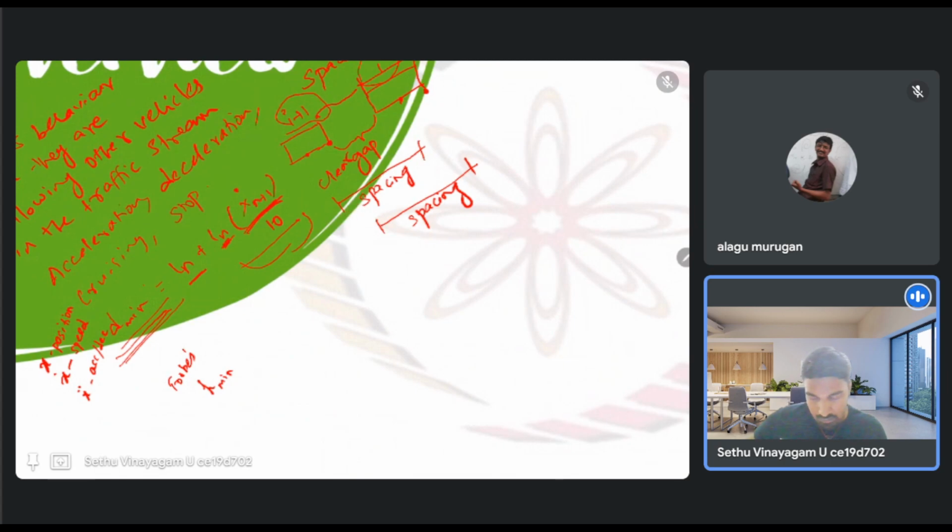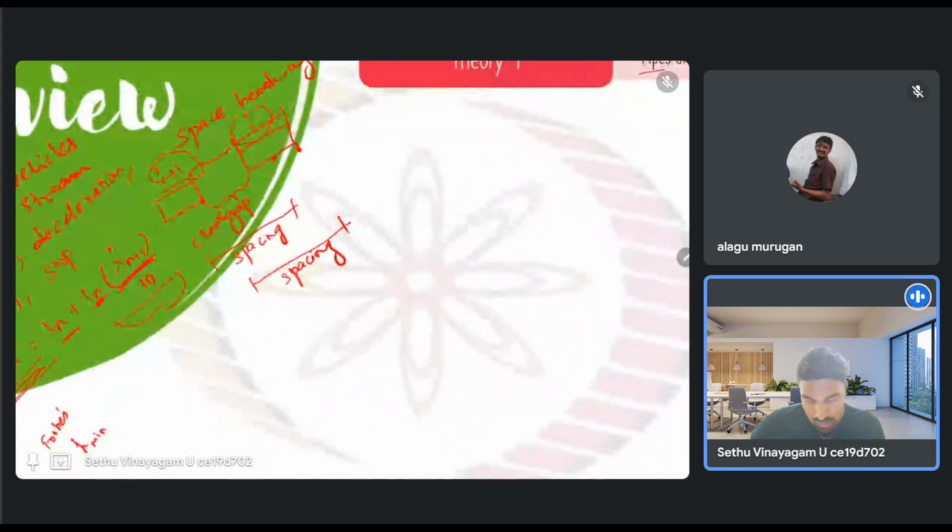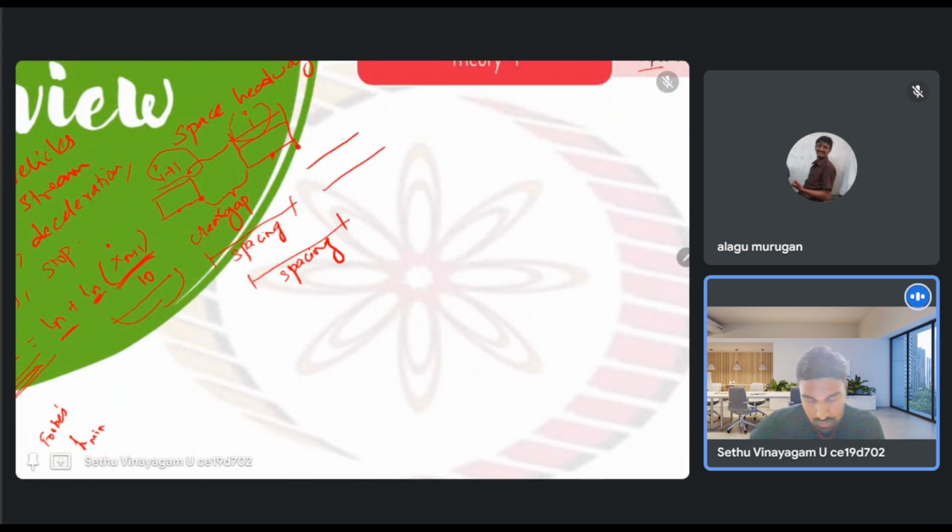So here we looked at space headway. The related concept is the time headway. So what is time headway? You take a location along the road, and then you calculate the time it takes for two vehicles to cross that point. Here we have vehicle i and vehicle i plus 1. Let us say this point P is crossed by vehicle i at time ti, and vehicle i plus 1 crosses point P at time ti plus 1. Then ti plus 1 minus ti will be your time headway.